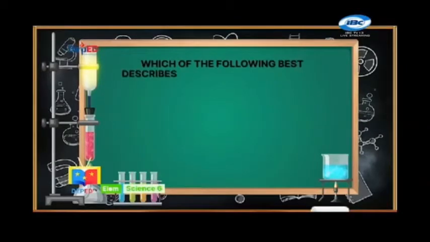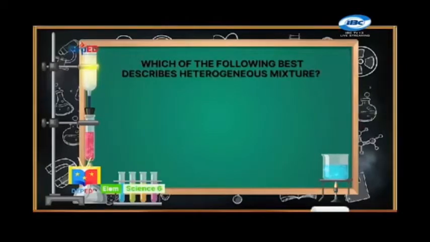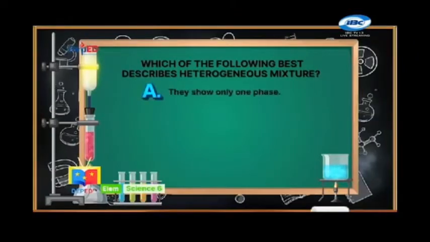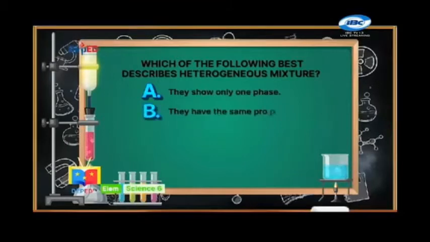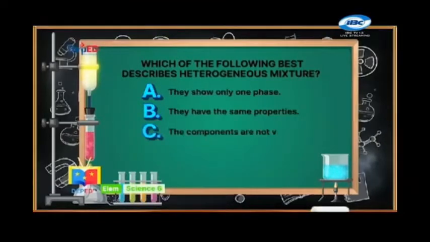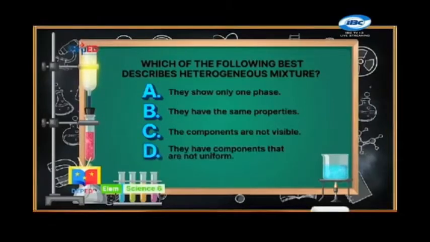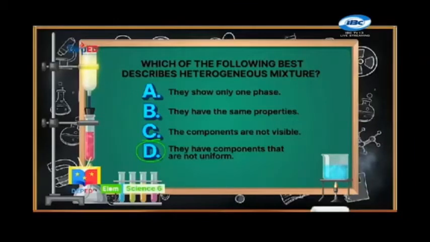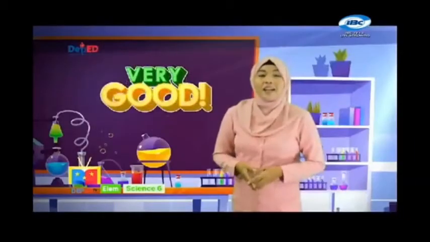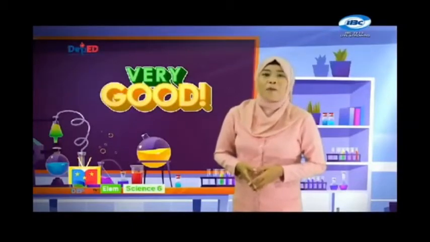Number 3. Which of the following best describes a heterogeneous mixture? A. They show only one phase. B. They have the same properties. C. The components are not visible. D. They have components that are not uniform. The correct answer is letter D. They have components that are not uniform. Very good! You really learned something from our previous episode.